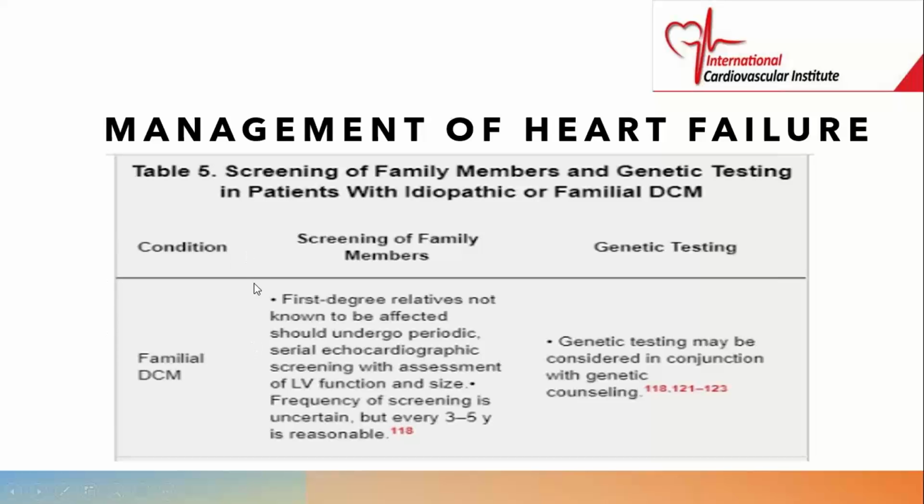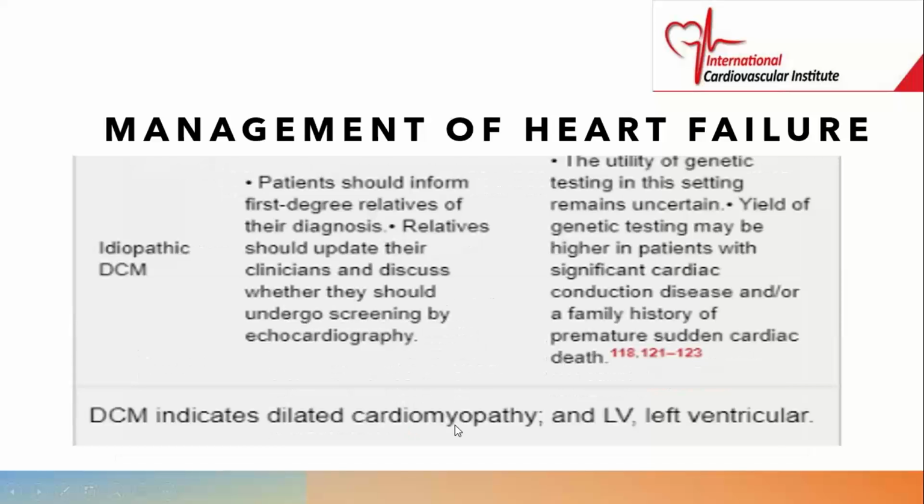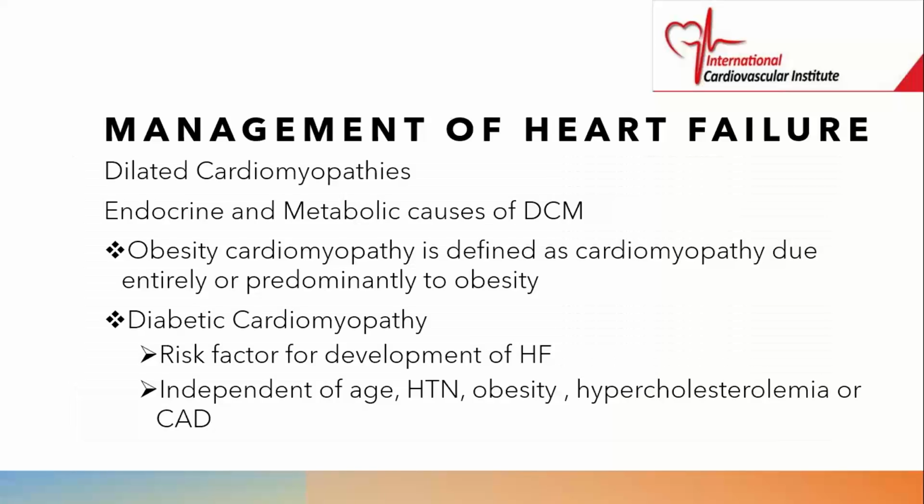Not usual, but the recommendation is first degree relatives not known to be affected should undergo periodic serial echo screening with assessment of LV function and size. And you can do this every 3 to 5 years. And genetic counseling, you know, if it's warranted. So basically, you should delve into the family history a little bit.